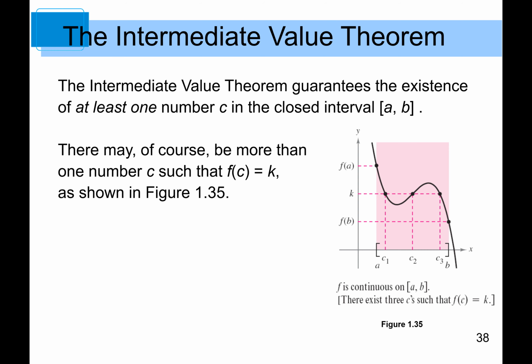So the intermediate value theorem guarantees the existence of at least one number c in a closed interval [a, b]. It could be more than one c, right? In this case, let's say this is the interval [a, b]. As you can see, there are three numbers here, c1, c2, c3, all having f of c equals k. So at least one. It could be more than one, right?